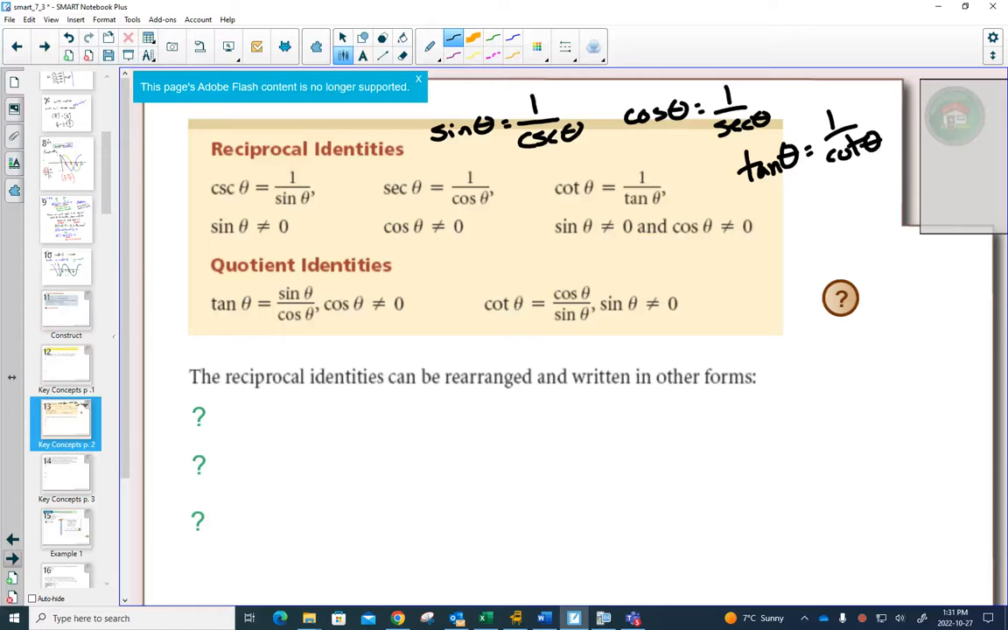And these are always true, as long as you're not dividing by 0. And that's why it says in the statement, as long as it's okay to use a number, it'll always be true. Now, we already know that tan is sine over cos. We also know that cotangent is cos over sine.